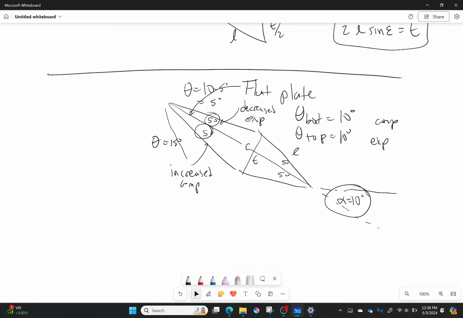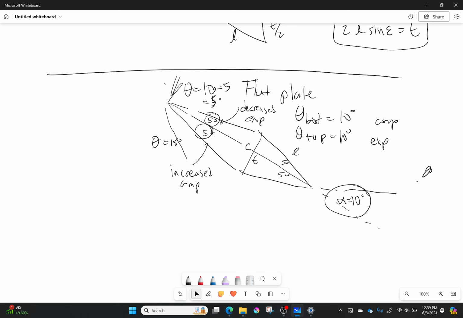And since I'm still having to go from the horizontal down 5 degrees, that would be an expansion fan. So I have an expansion fan on top, and I have an oblique shock on the bottom. A little bit messy right there. So let me see if I can clean that up a bit. Perfect.